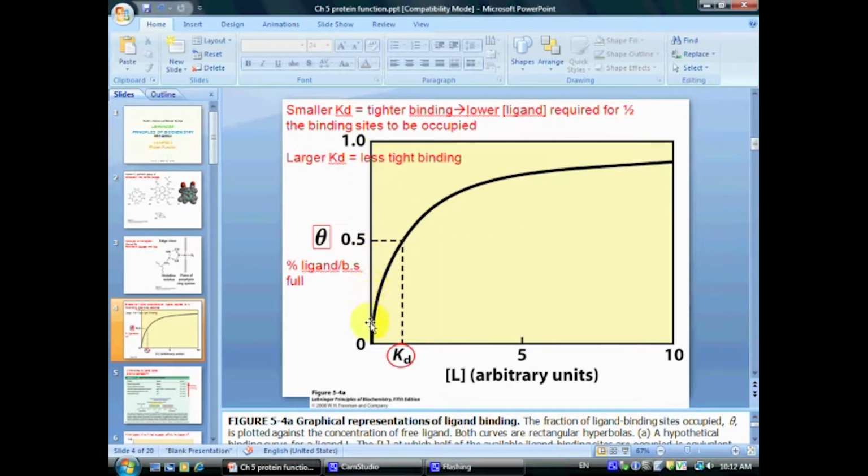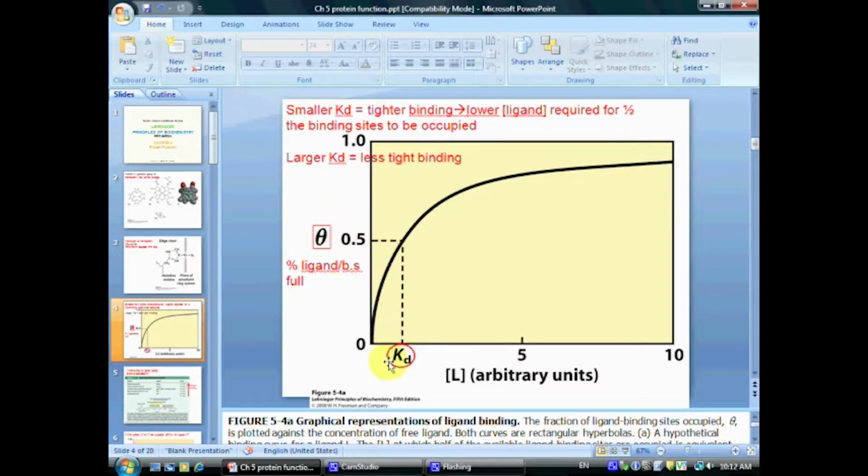Here's a graph. On the x-axis we have concentration of ligand, and then on the y-axis we have, I think that's theta, but that stands for percentage of binding sites that are full with ligand. So percentage of binding sites that have a ligand. So this would mean 50% of the binding sites have a ligand.